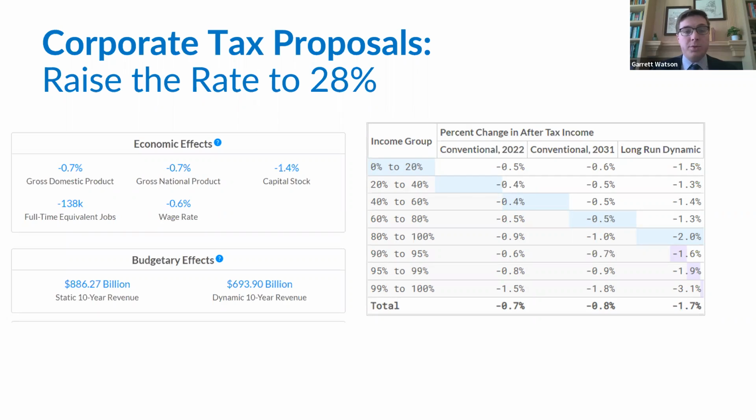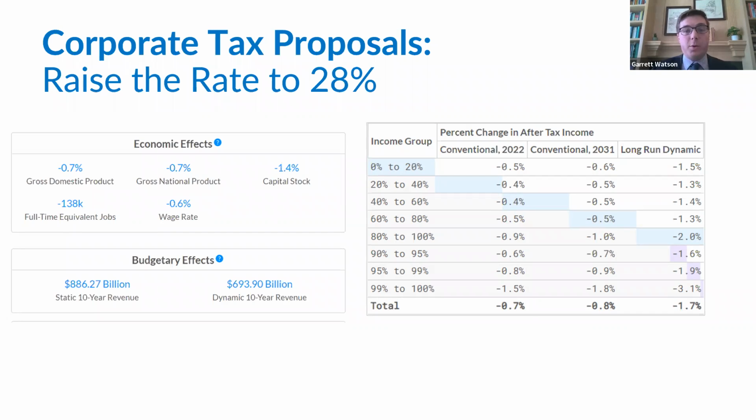It would also reduce the overall capital stock by about 1.4%, while also reducing American incomes as measured by gross national product by 0.7% as well. It would also result in a reduction in jobs by about 138,000. And the reason why the capital stock and investment tends to go down under this is because the tax increase would raise the cost of future investment, the cost of capital.